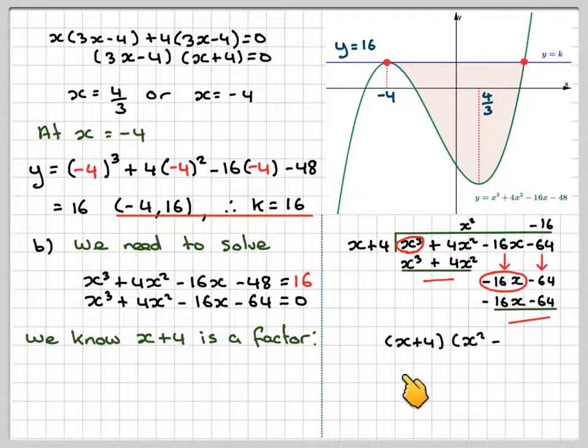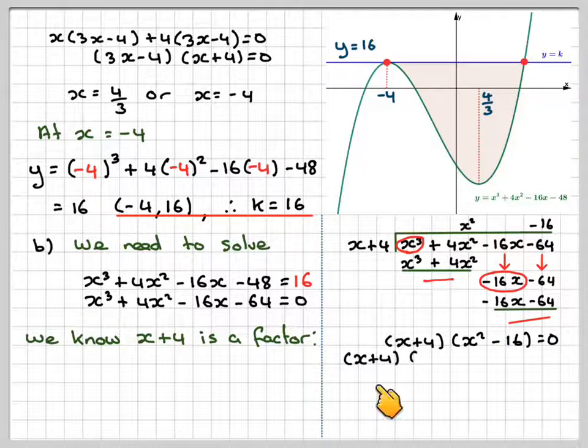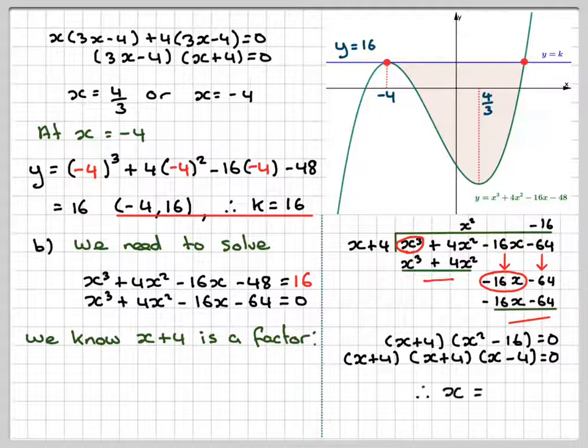So, this will now become x plus 4 times x squared minus 16. We recognise this as the difference of two squares, so this now becomes x plus 4, x plus 4, x minus 4 is equal to 0. We've got a repeated root here, which refers to this one here. So here we know the point now to be x is equal to 4, and the coordinates of this point are going to be 4, 16, because we know the y coordinate was 16.